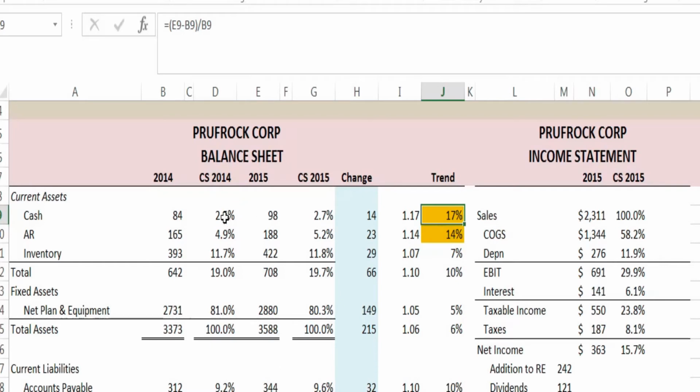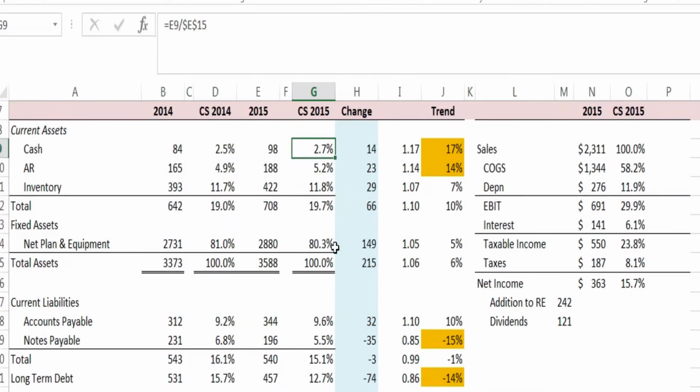So now you'll see if we do cash, 84 divided by 3373 represents 2.5%. And that's pretty in line with the 2015 numbers. Now again, you would go through and see if there are any huge differences. So you see net plant and equipment, because it's such a large number, from a common size perspective, even though it went up 5% year over year, as a percentage of total assets, it's actually lower. So that's an interesting thing to point out.